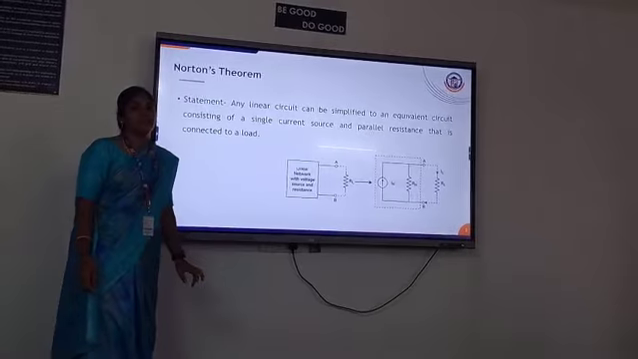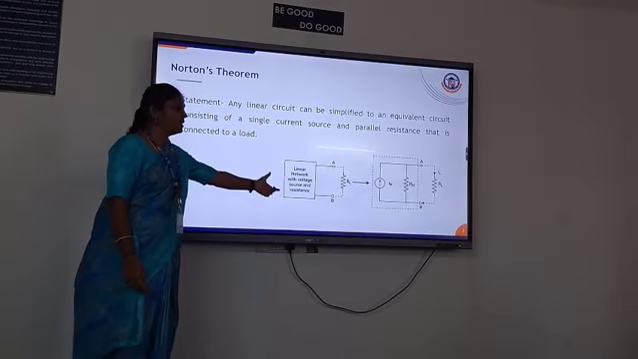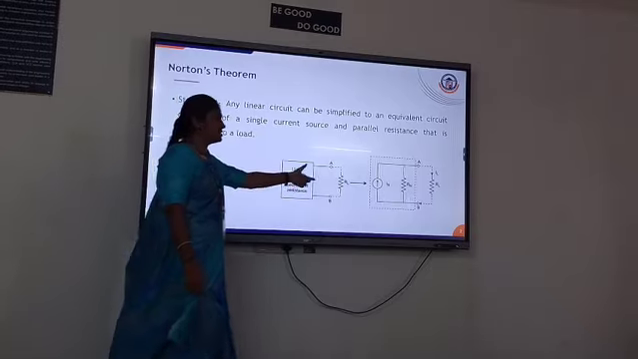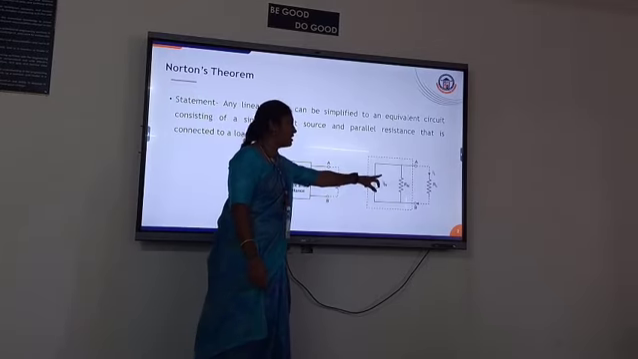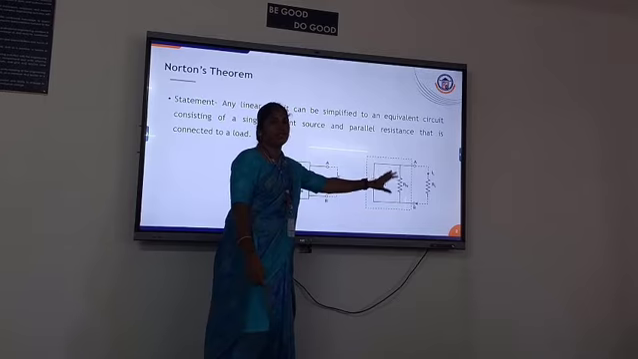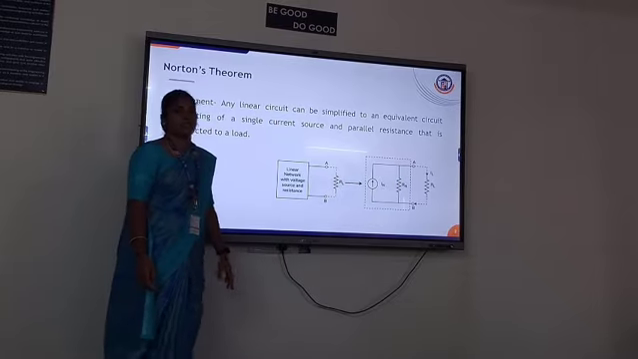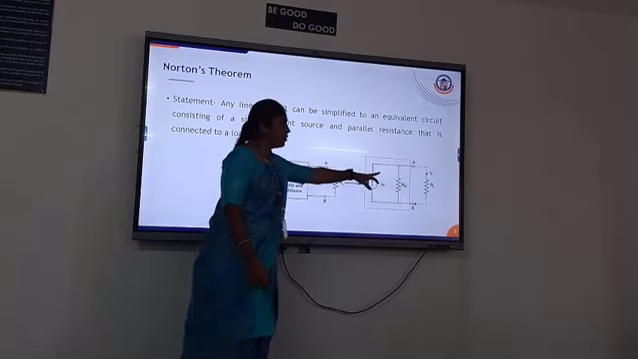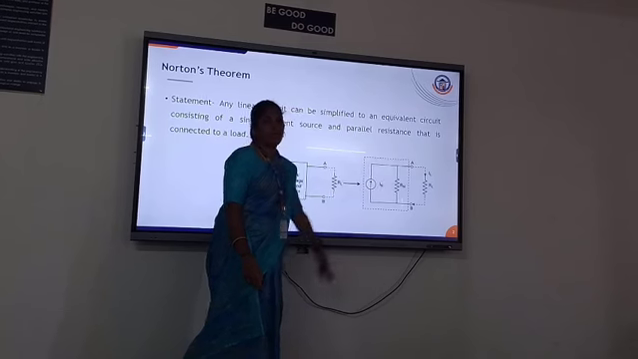Norton's theorem states that any linear network can be replaced by an equivalent current source in parallel with a resistance, which is in parallel with the load resistor RL. IL is the load current that passes through the load resistor.